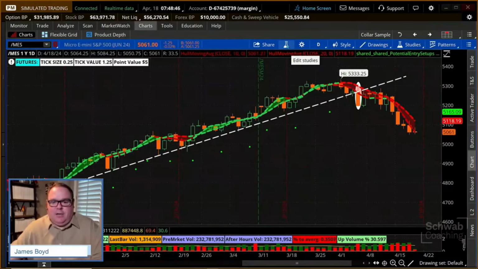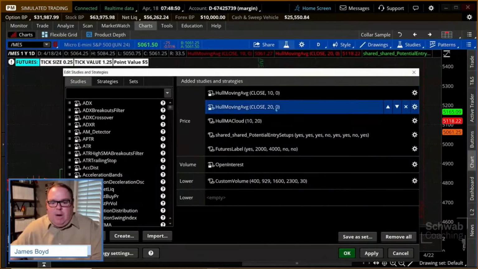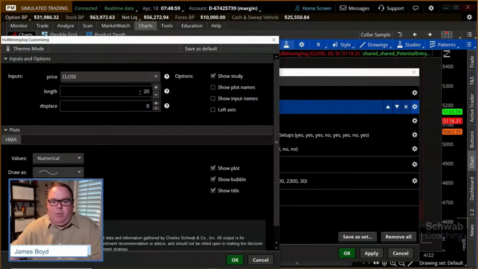So right there, edit studies. And if I go to edit studies, if Greg says mine says 30, okay, fine. So let's do that. We're going to go to the little settings icon right here. Click on it. And we're going to go back to where it says 30, Greg's might say 30.